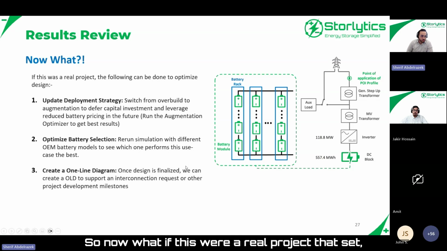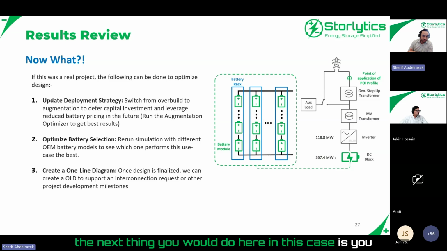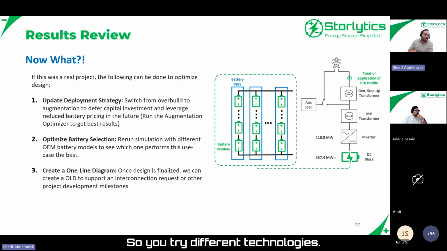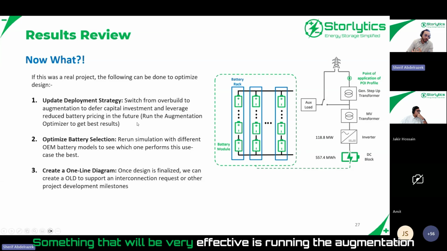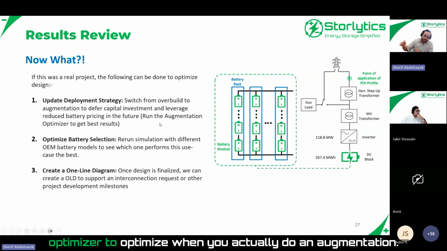Right, so now what? If this were a real project, the next thing you would do in this case is improve your project economics. You don't want to break even after 10 years. A very good project would break even in about 3 or 4 years. So you try different technologies. Something that will be very effective is running the augmentation optimizer to optimize when you actually do an augmentation.